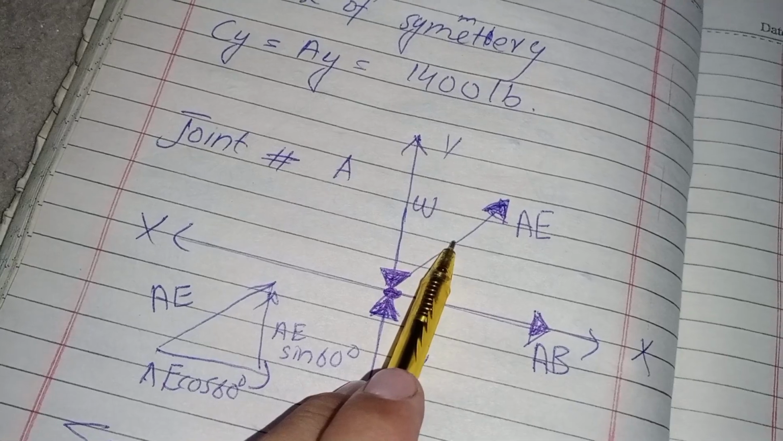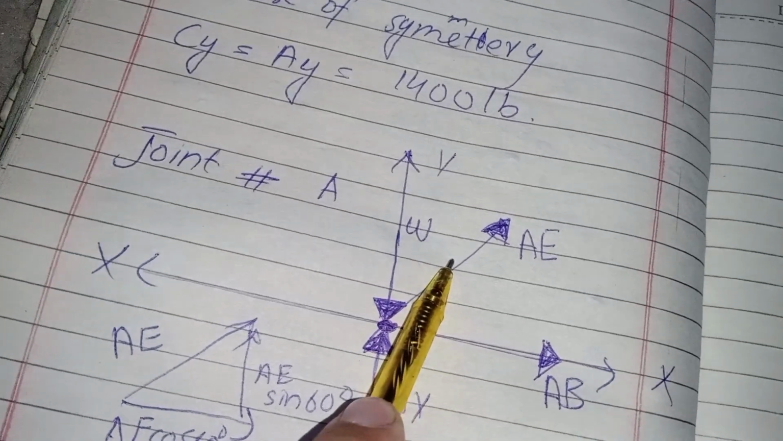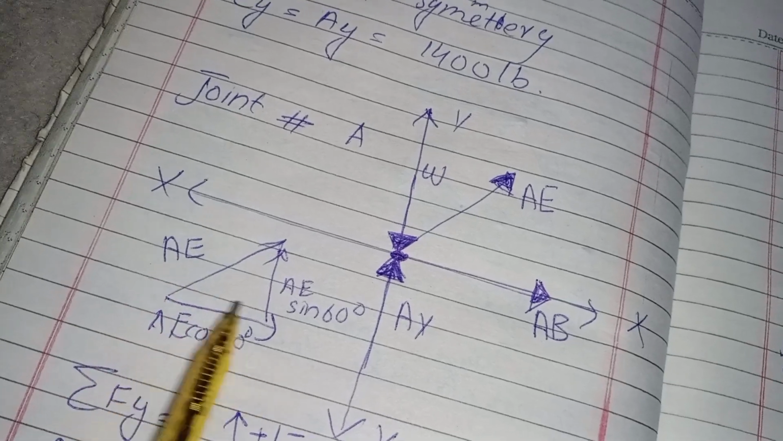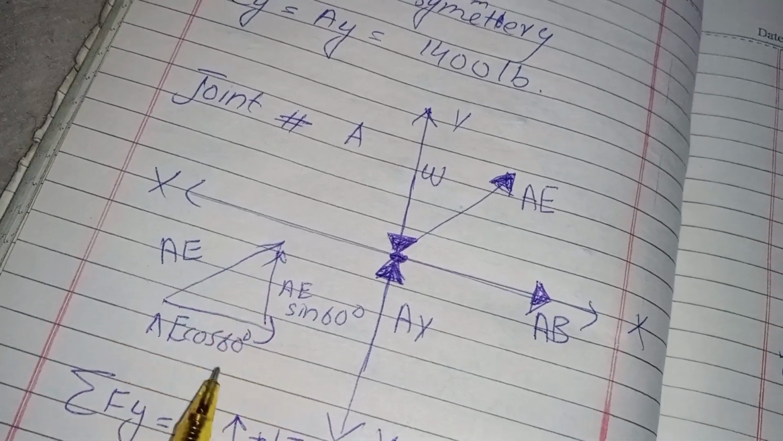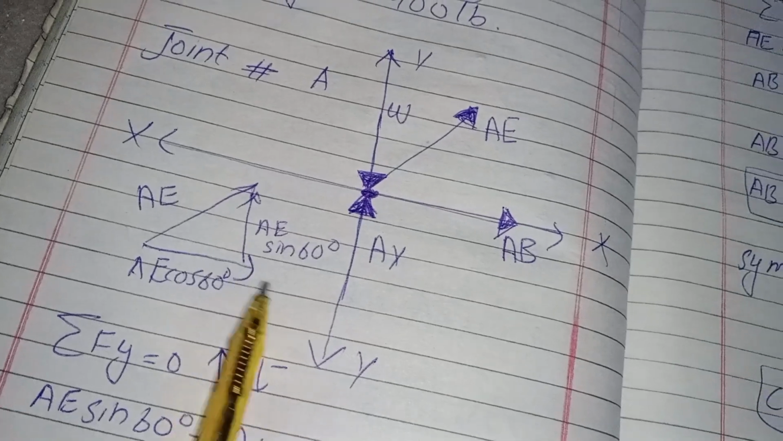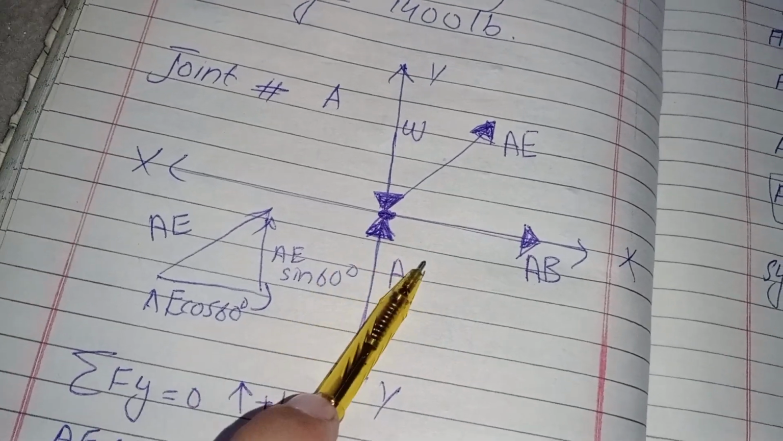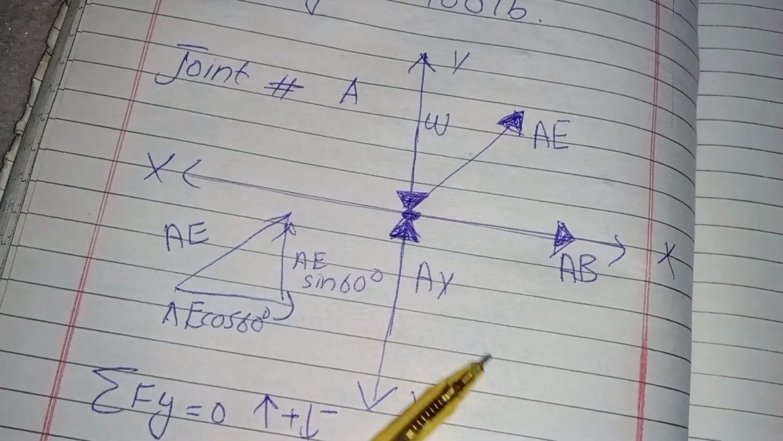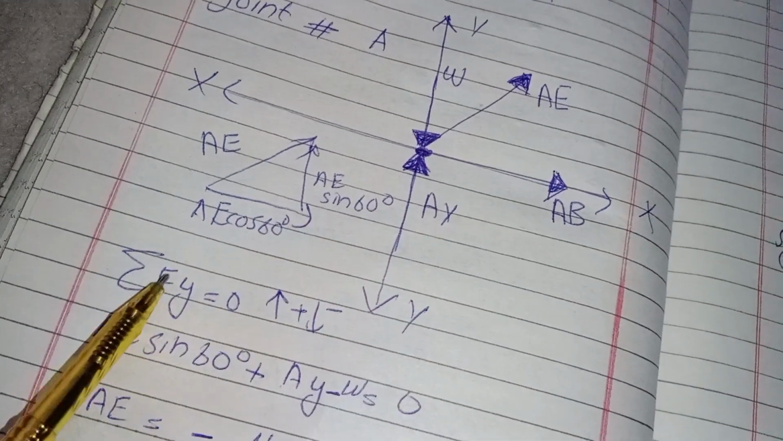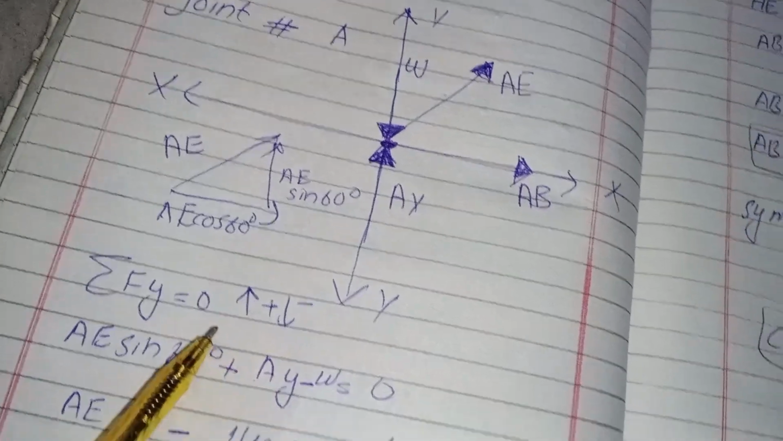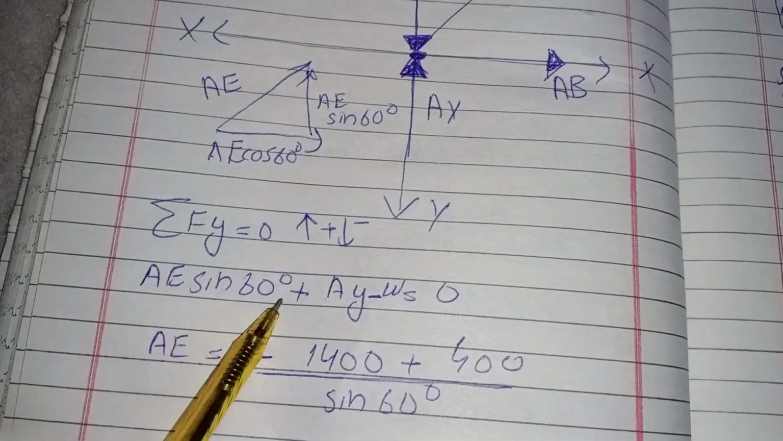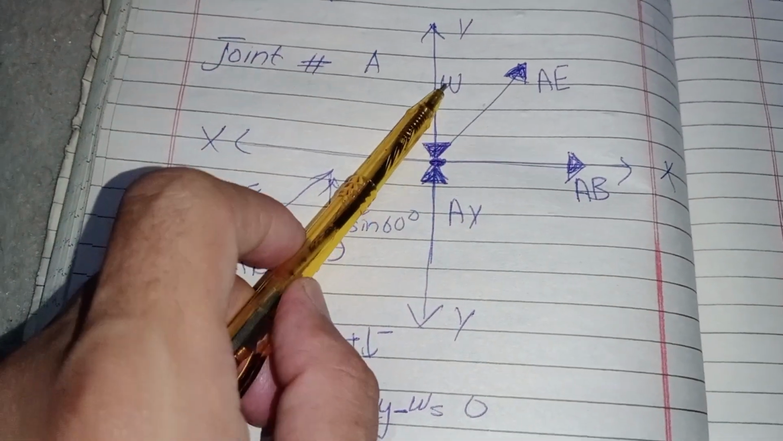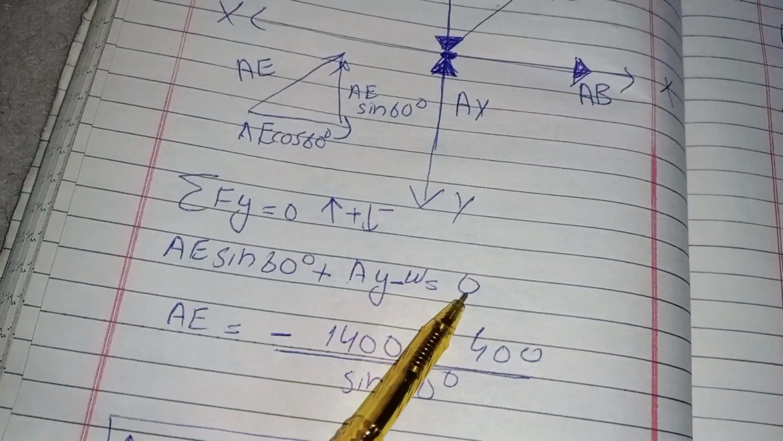Okay, and then I resolve this into its components. This AE, this is the cos component, and this is the sine component, horizontal and vertical components. So summation of all vertical forces, because there is only one unknown vertical force and all other vertical forces are known, equal to 0. So AE sine 60 plus Ay, negative W, which is directed downward, equal to 0.